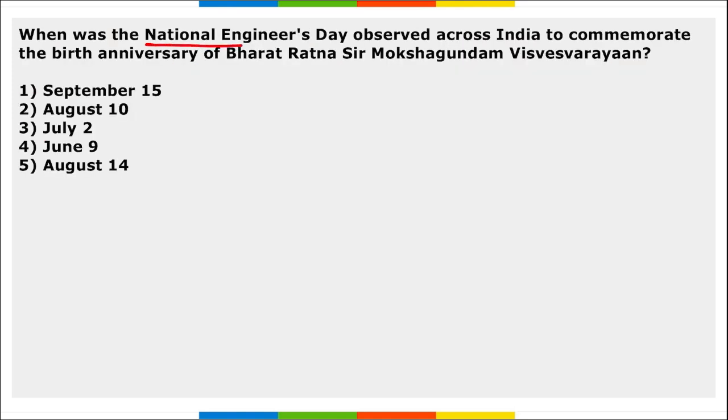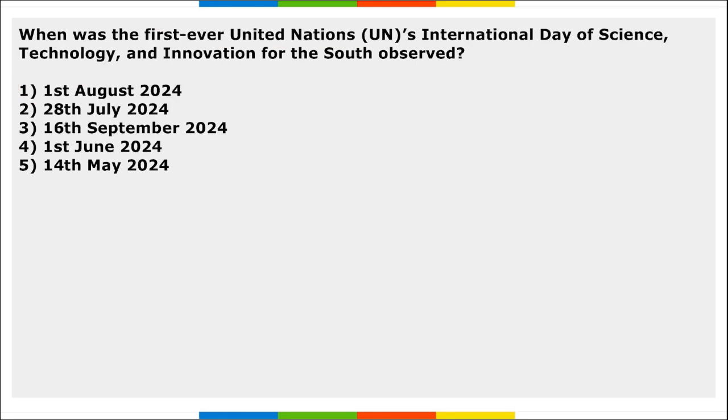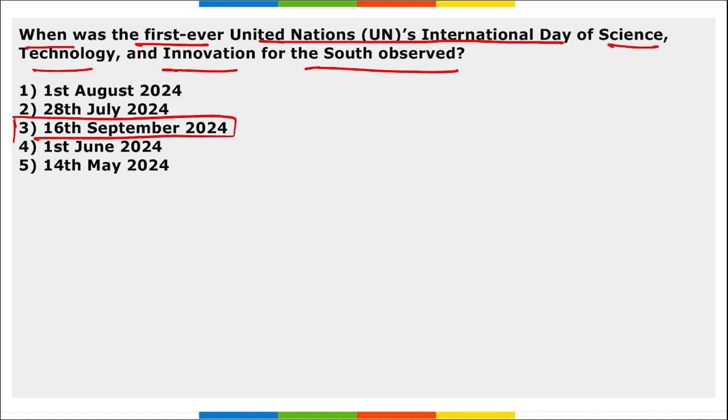Next, when was the National Engineers Day observed? National Engineers Day is observed on 15th of September. Next, when was the first ever UN International Day of Science, Technology and Innovation for the South observed? So UN International Day for the Science, Technology and Innovation observed on 16th of September. Right? This day highlights the importance of STI in achieving the Sustainable Development Goals.